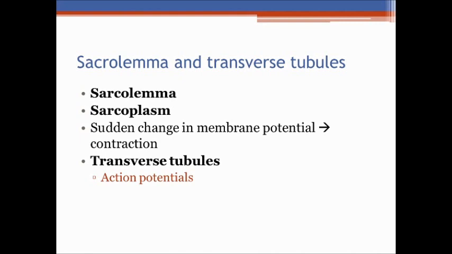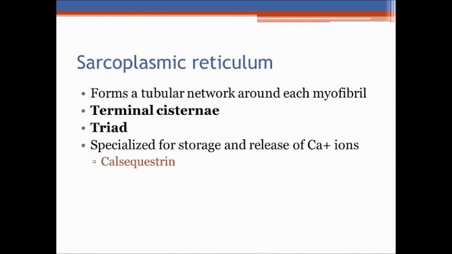Transverse tubules, also known as T-tubules, are continuous with the sarcolemma, and they extend into the sarcoplasm, and their function is to propagate electrical impulses, also known as action potentials. The sarcoplasmic reticulum is another name for the endoplasmic reticulum, but only in the muscle cell. It forms a tubular network around each myofibril. Tubules of the sarcoplasmic reticulum enlarge on either side of the T-tubules, and this forms chambers known as terminal cisternae. When the terminal cisternae and T-tubules come together, they form a triad.